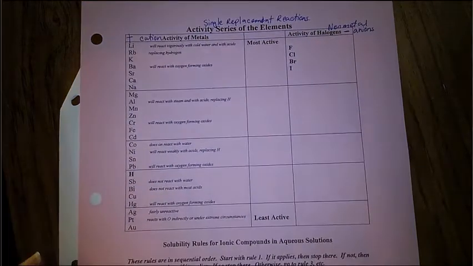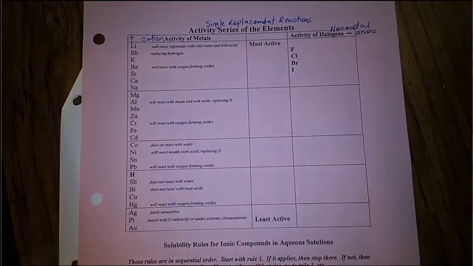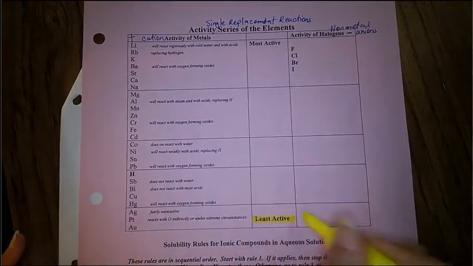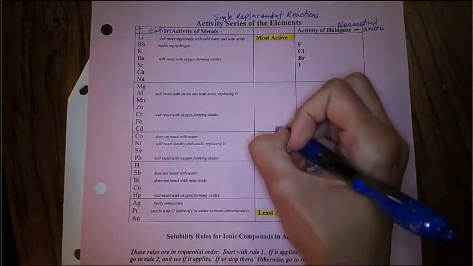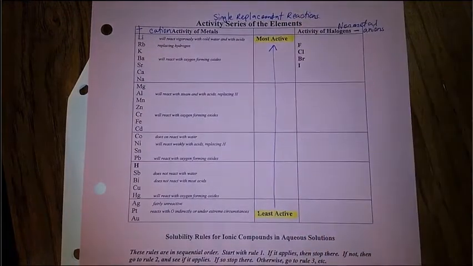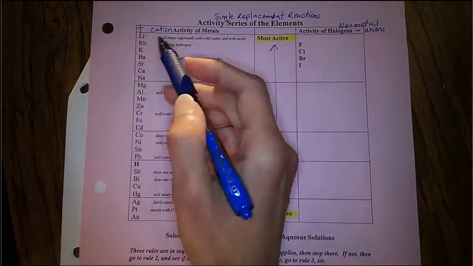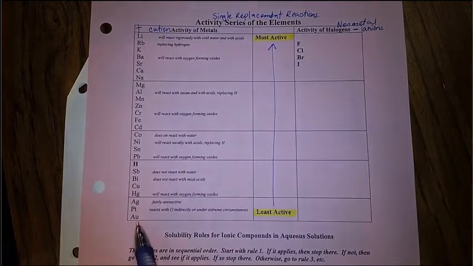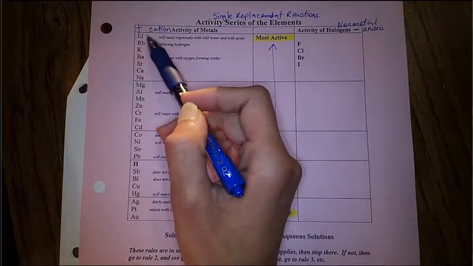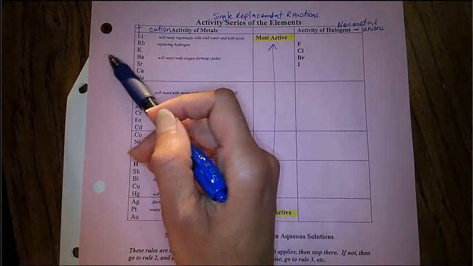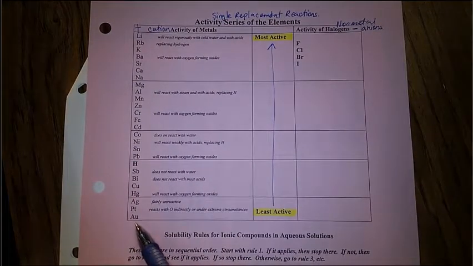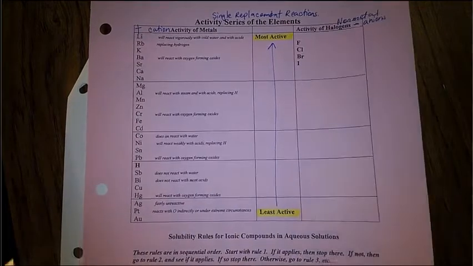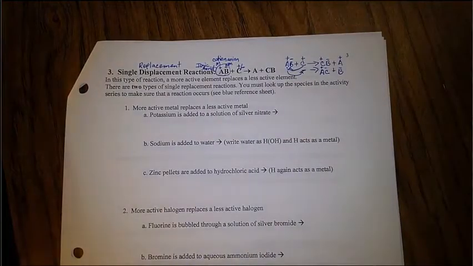So if you look at this chart right here, you've got your less reactive elements at the bottom and your most reactive elements at the top. So as you move up the chart, your elements become more reactive. Lithium is the most reactive element, and gold is the least reactive of the elements. That means if lithium is in the reaction, it will always go through. If gold is in the reaction, chances are your reaction is not going to go through and you're going to have no reaction. So let's go ahead and try these problems, okay?